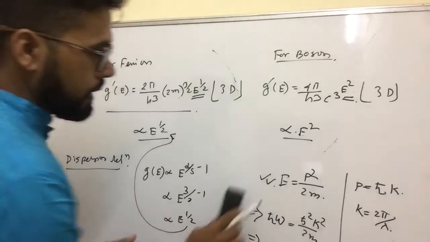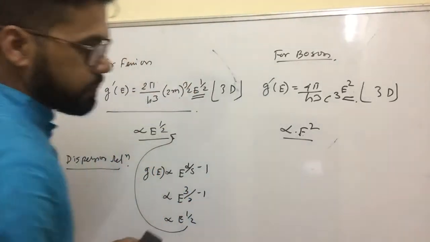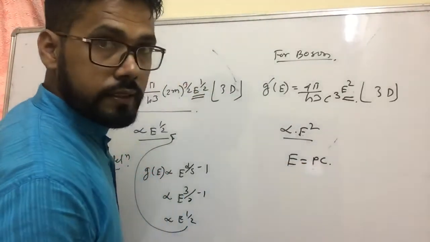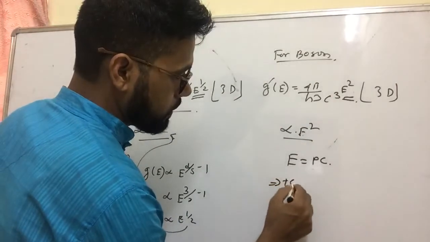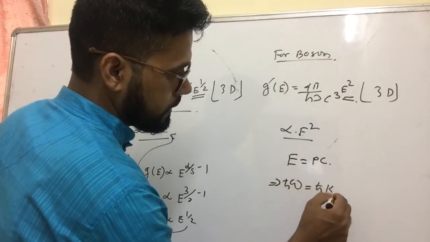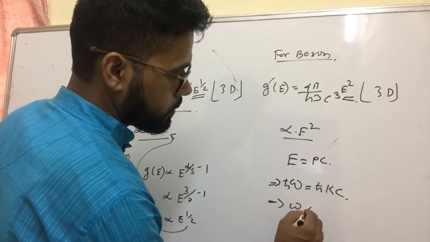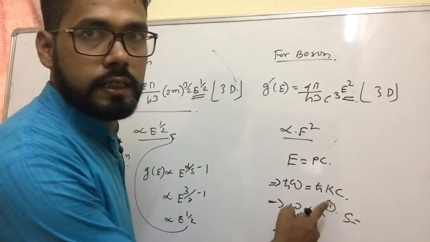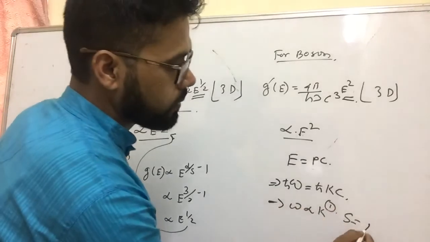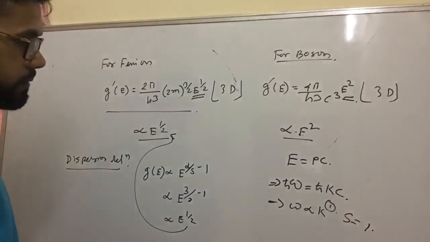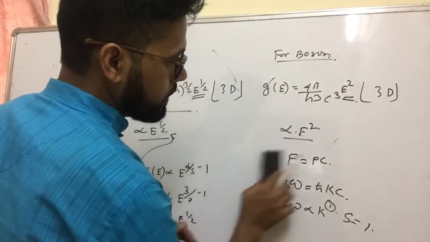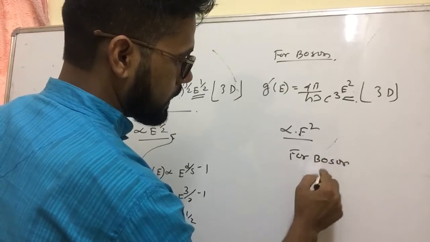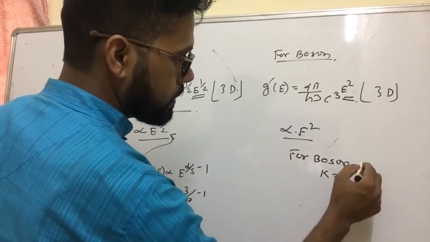Similarly, in case 2 we are talking about photon. What relation do we get? E equal to PC. E means h-bar omega, P means h-bar K, times C. That means omega is proportional to K to the power 1. There is no power, so S is a single 1, the value 1. Now you can verify. This is case 2, photon or boson, where S equals 1. Boson means photon.